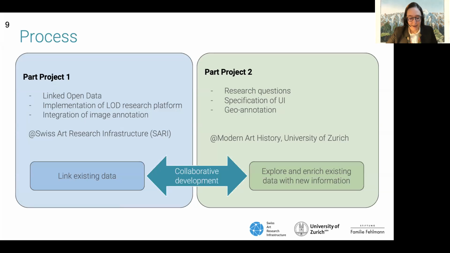The project is divided into 2 partial projects. Part Project 1 at SARI is concerned with the linking of data. It is where conceptual models are made, a knowledge graph of semantically connected data is created, and a platform and image display and annotation features are developed and implemented.